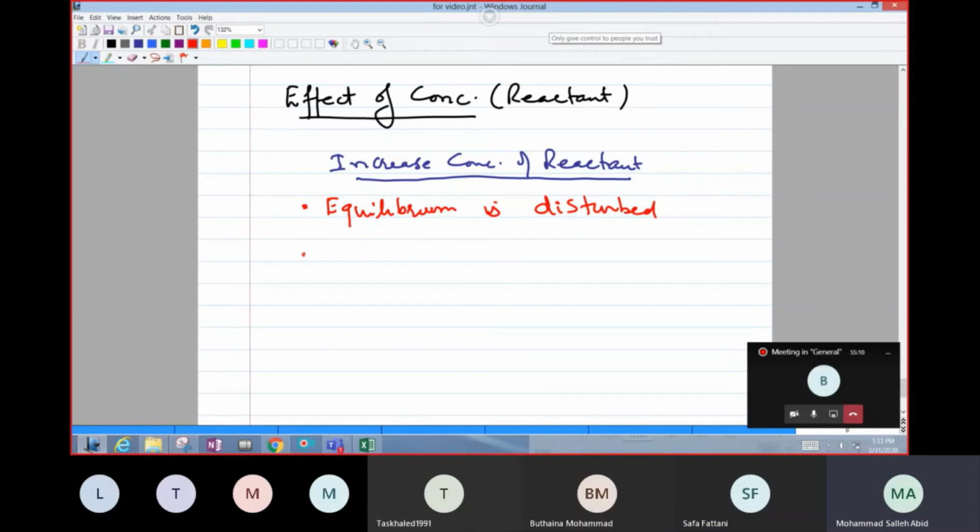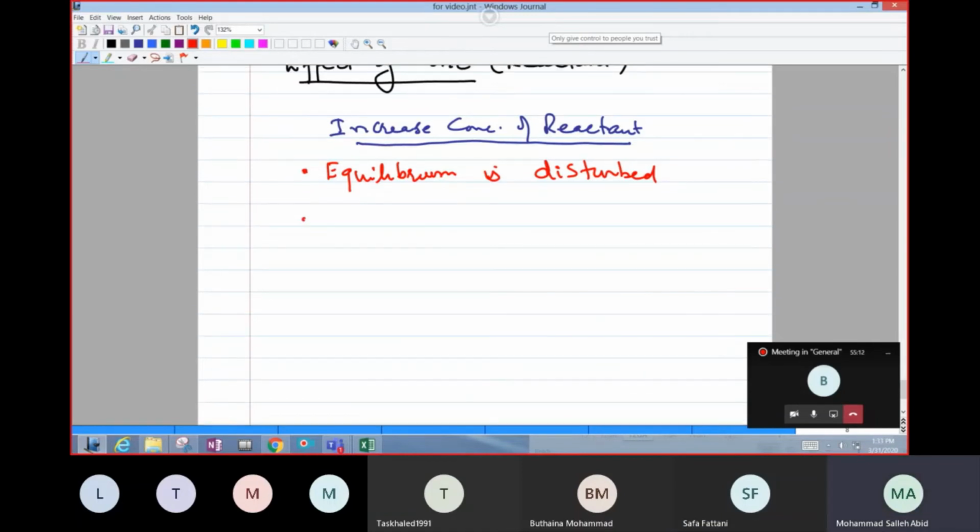Did you understand? At equilibrium, the concentration needs to be constant. But what you are doing is adding more nitrogen or hydrogen, so the equilibrium gets disturbed. Increase means you have changed the concentration, and at equilibrium it needs to be constant. So you have disturbed it, like someone was sleeping and you wake him up.